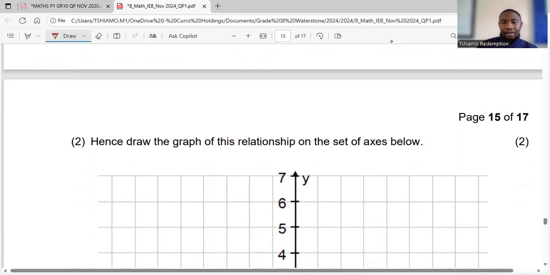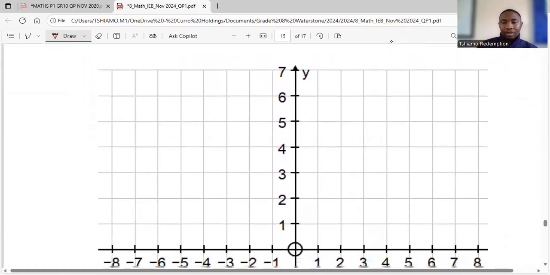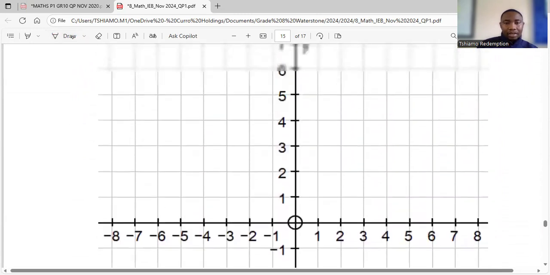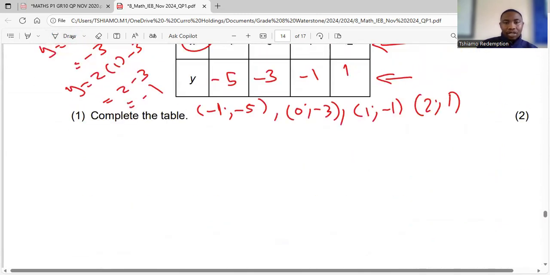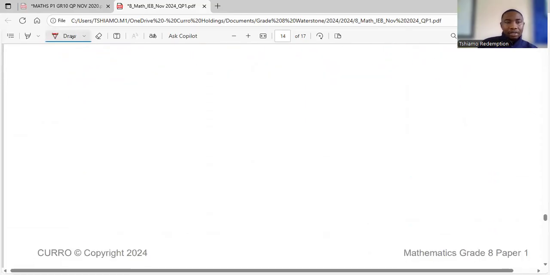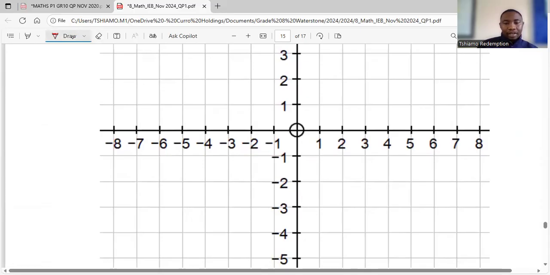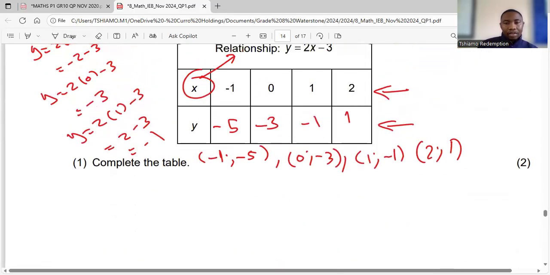Okay, draw the graph based on the set. We need to plot the coordinates. So let's see, the first one is what? -1 and -5, 0 and -3. Okay, -1 and -5: the x is -1, and the -5 is y. So here. And the other one is 0 and -3, right there. Then we get the other coordinates, 1 and -1, 2 and 1.